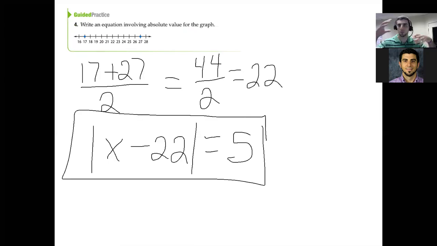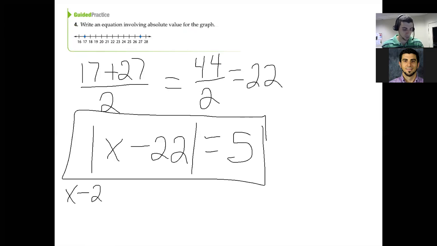All right. Sometimes people get all mixed up in their head when they're trying to write absolute value equations. But just think, find the middle number, and it's the absolute value of x minus the middle number equals how far up and down you can go from that. Now, if you just solve this equation, you can see how it works.